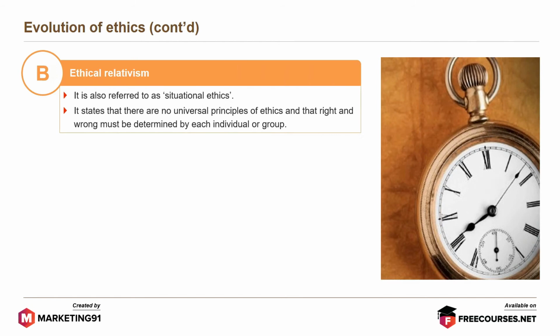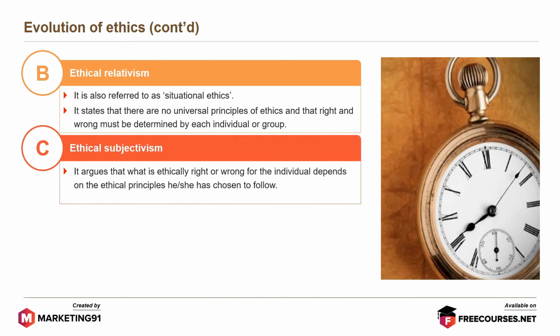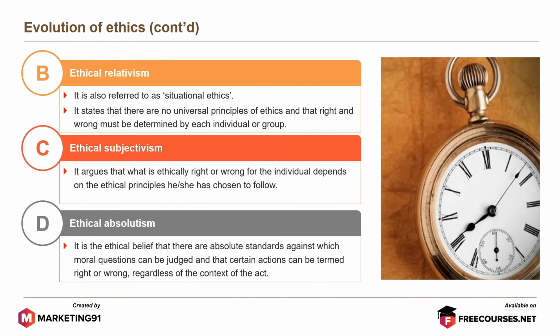Ethical relativism. It is also referred to as situational ethics. It states that there are no universal principles of ethics and that right and wrong must be determined by each individual or group. Ethical subjectivism. It argues that what is ethically right or wrong for the individual depends on the ethical principles he or she has chosen to follow. Ethical absolutism. It is the ethical belief that there are absolute standards against which moral questions can be judged and that certain actions can be termed right or wrong, regardless of the context of the act.